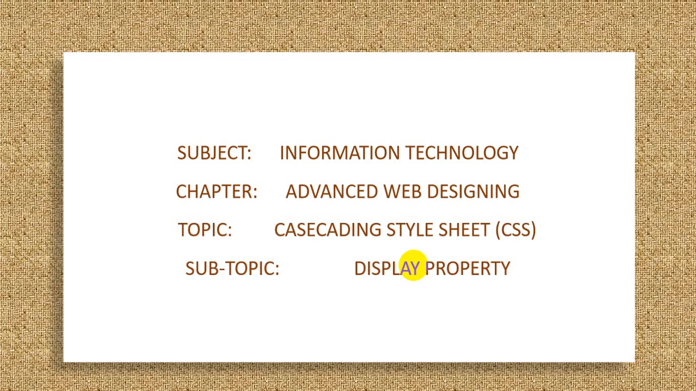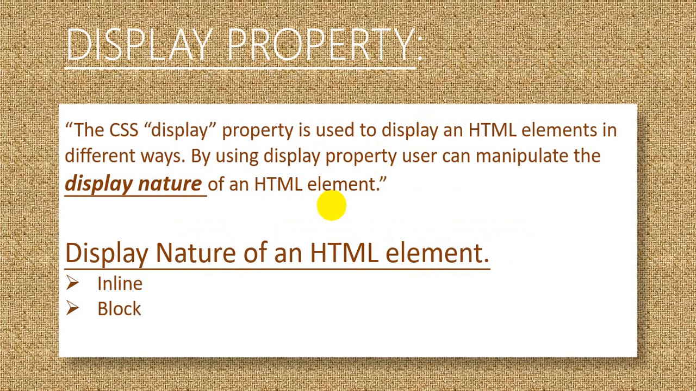The basic thing is that the display property is used to manipulate or change the natural value, or the original value, of display that is given by HTML. It means you can change its display property. See the definition: the CSS display property is used to display an HTML element in different ways. Different ways means you can display an inline element as a block, and you can display a block element as inline.